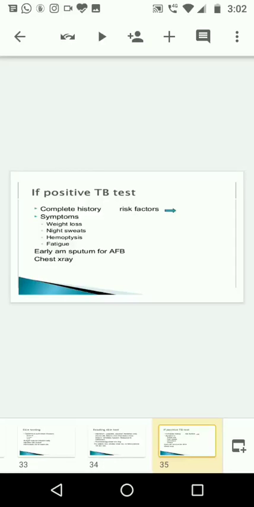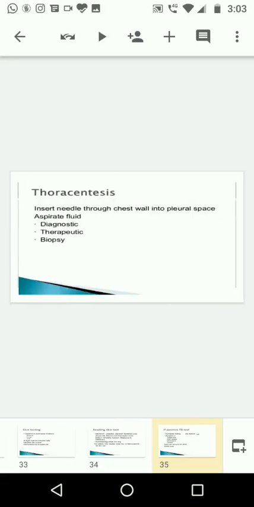And if a positive test comes, take the patient's complete history and check for signs and symptoms. Is there any weight loss, night sweats, hemoptysis, fatigue? Check for the early signs and symptoms of TB. After that, take the AFB test in three samples, as I told you in the previous slide. Then a chest X-ray is also done.